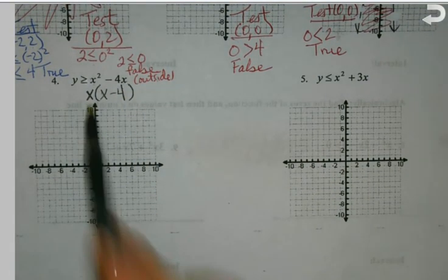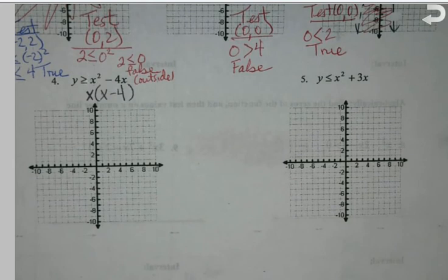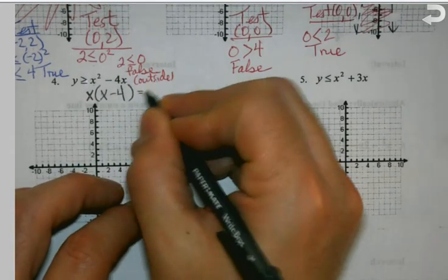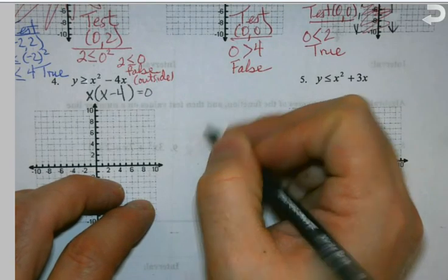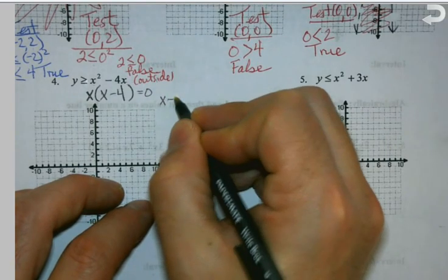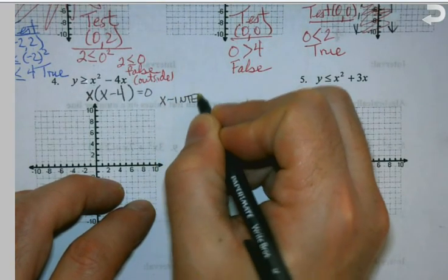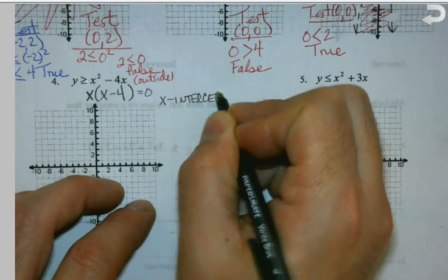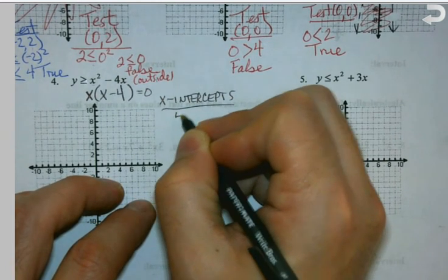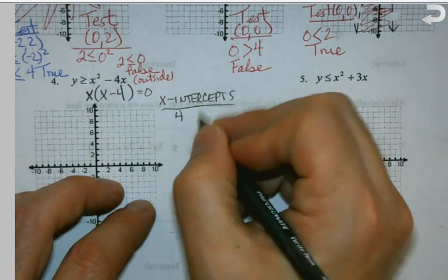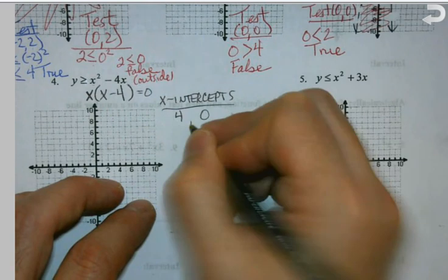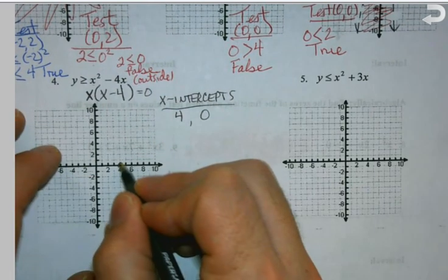This is going to tell me what my x-intercepts are, because we've set those each equal to 0. So what would my two x-intercepts end up being? Okay, 4 and 0. So now I have x-intercepts at 4 and at 0. So I put those in.